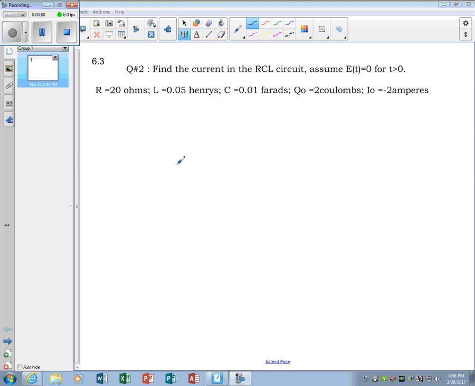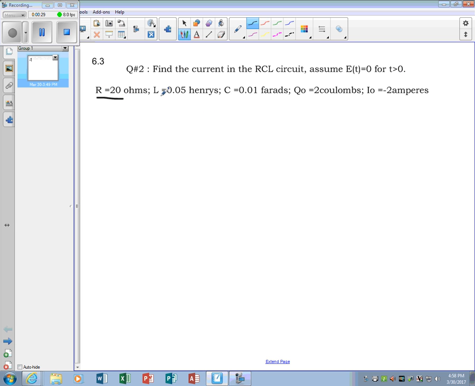This comes from Trench, section 6.3, question number 2. We're going to have to find the current, not the charge, in the circuit, so it changes it up a little bit. Nice thing is our E of t is equal to 0. And so we have our givens.